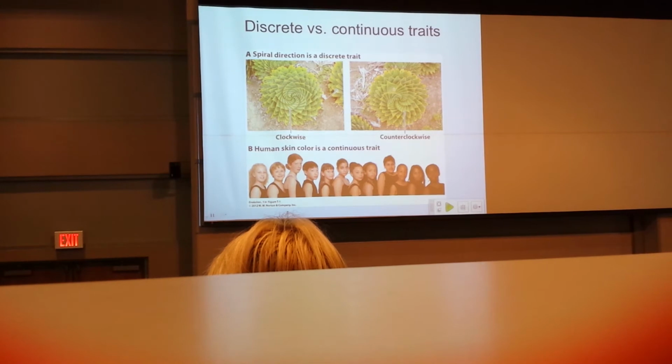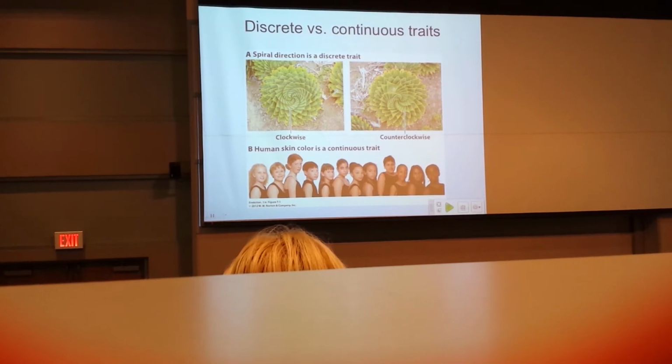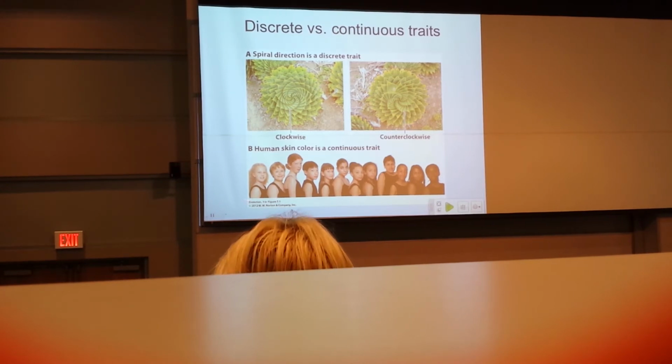Another example of this discrete character here is the spiral direction of this cushion plant or whatever it is. Basically this one is spiraling clockwise and this one is spiraling counterclockwise. And that's a discrete trait. There's nothing in between. I guess you could have some that were spiraling at faster or slower rates, but in this case that's not the case. It's just left-handed versus right-handed. In contrast, human skin color is a gradient. So it's a continuous trait and is controlled by many genes.